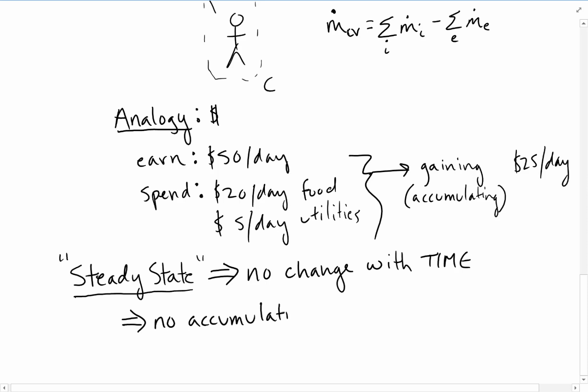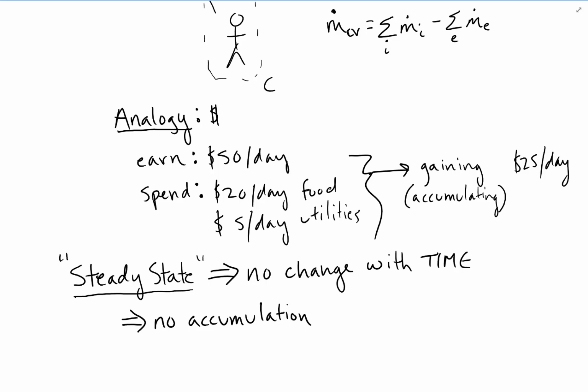right? Because if we go back to this little earning and spending analogy, right? If you are earning more than you're spending, then that means that your bank account today is going to be different than your bank account tomorrow, right? So it's not the same with time. It is changing with time. That means it's not in steady state. Alternatively, let's say that you're spending more than you're earning. That means that your bank account is depleting. If your bank account is depleting, then that means that tomorrow it's going to have less money in it than it does today, which means that it is changing with time.